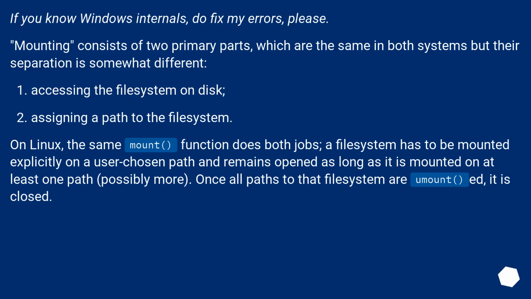Mounting consists of two primary parts, which are the same in both systems but their separation is somewhat different. Accessing the file system on disk. Assigning a path to the file system. On Linux, the same mount function does both jobs. A file system has to be mounted explicitly on a user-chosen path and remains opened as long as it is mounted on at least one path, possibly more. Once all paths to that file system are unmounted, it is closed.